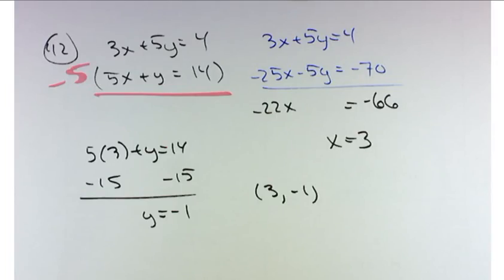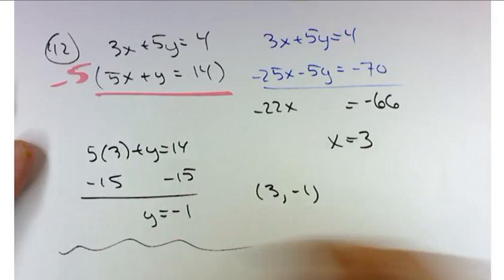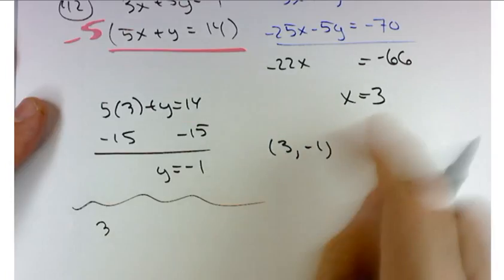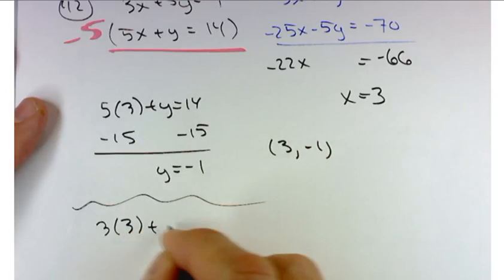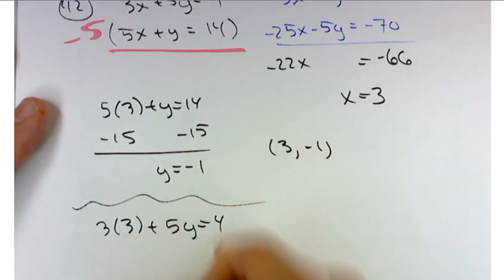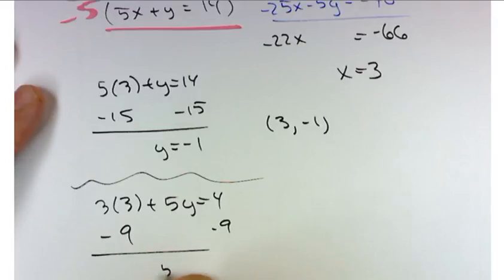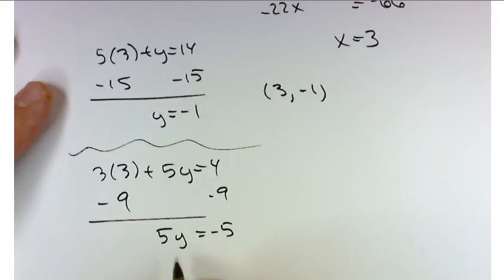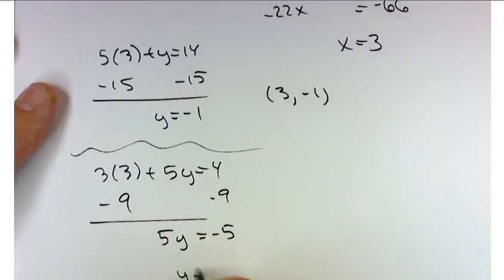Good question. What if I would have chosen the first one? Well, then I'd end up with 3 times 3 plus 5y equals 4. So that's 9 here. I'll subtract 9 from both sides. I end up with 5y equals negative 5. And when I divide both sides by 5, I end up with negative 1.